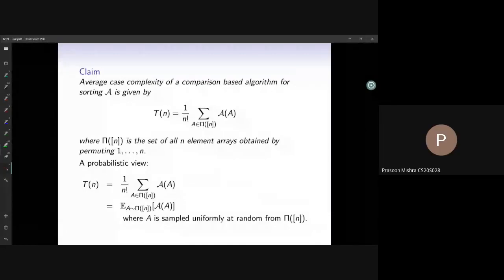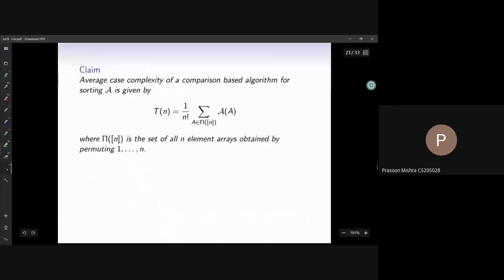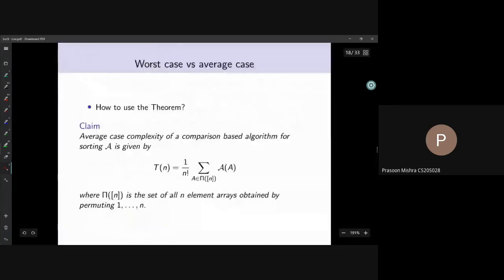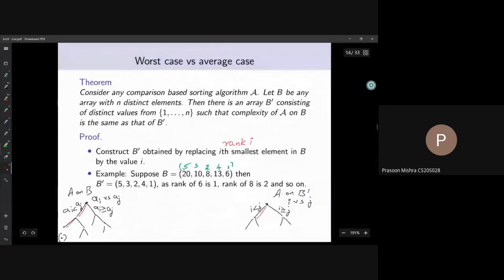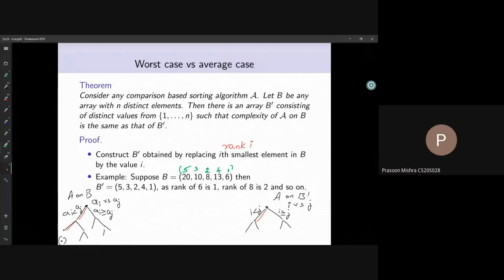Hello, sir. So basically, I understood the whole proof, and just one doubt I was having was when you were doing the comparison on B prime. I just didn't understand the way you were comparing. Otherwise, I understood that the number of comparisons will be the same irrespective of what the elements in the array are. This tree-based method I didn't understand.